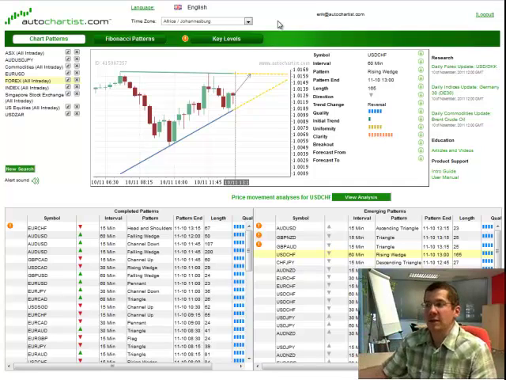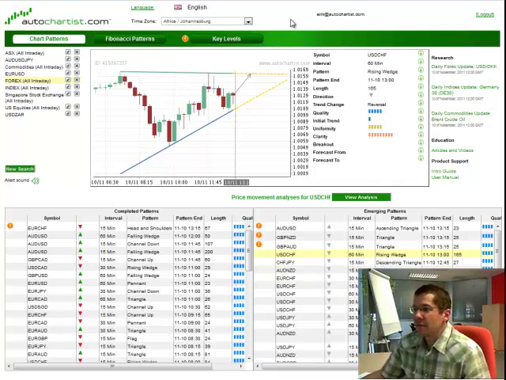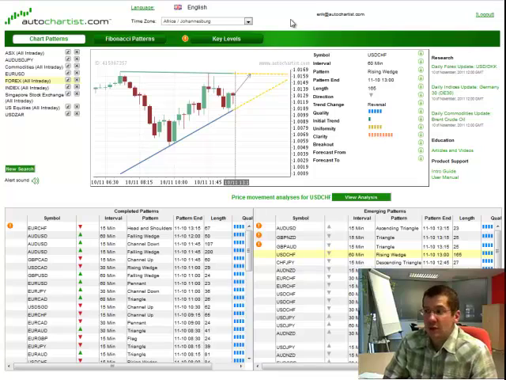and how you can use this as trade opportunities. So I've got my application open here, assuming you're able to log into Autochartist.